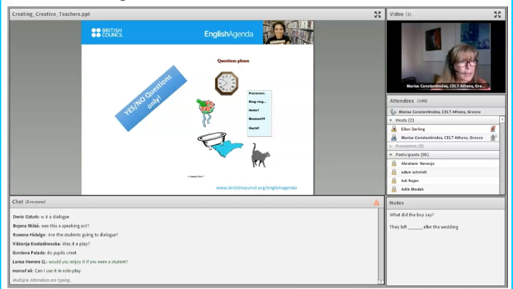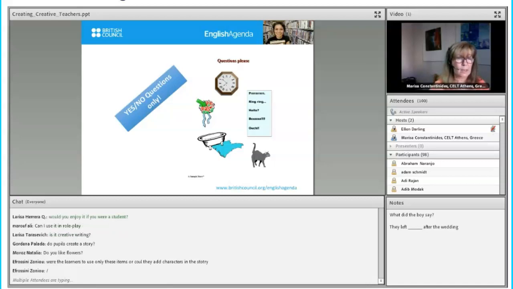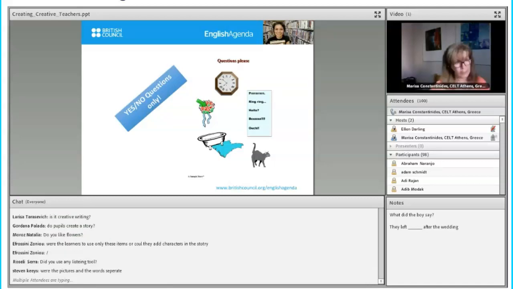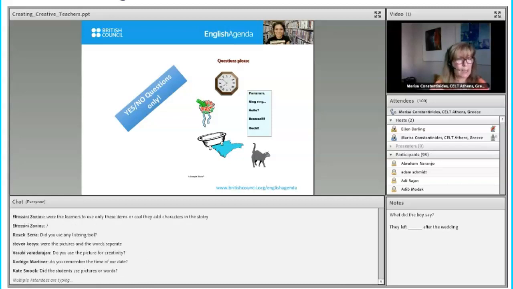I didn't give them cutouts. It was partly listening comprehension. There was no miming involved. The cat was an important character, but not the main character. The bouquet eventually became mine. It was a speaking activity as well.